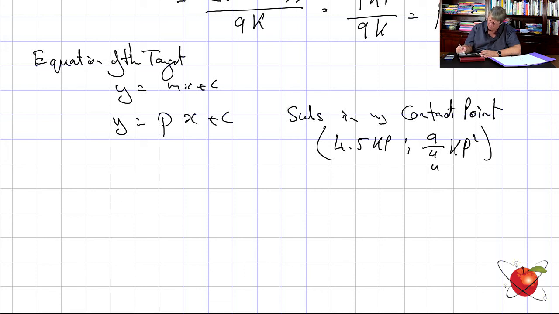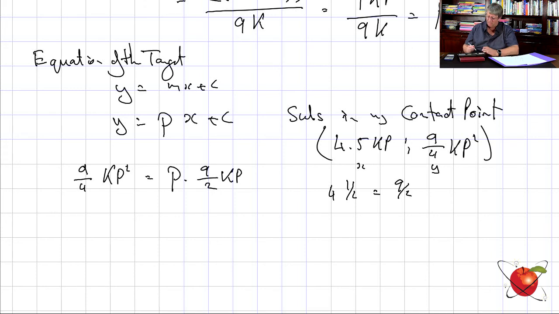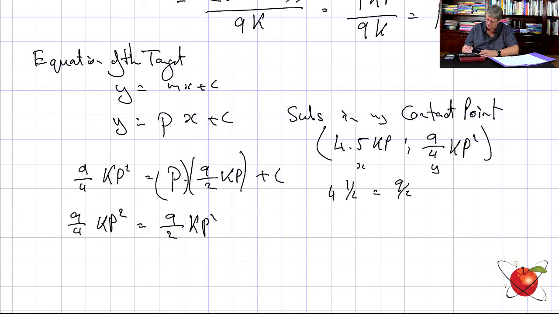So therefore, y, this is x, 9 over 4 kp squared is equal to p times x, which is 4.5. I'm going to change 4.5 to 9 over 2 times kp. All I've done is change the fraction because I'm just keeping them in fractions. So that's that times that plus c. Let's do it. 9 over 4 kp squared is equal to 9 over 2 kp squared plus c.